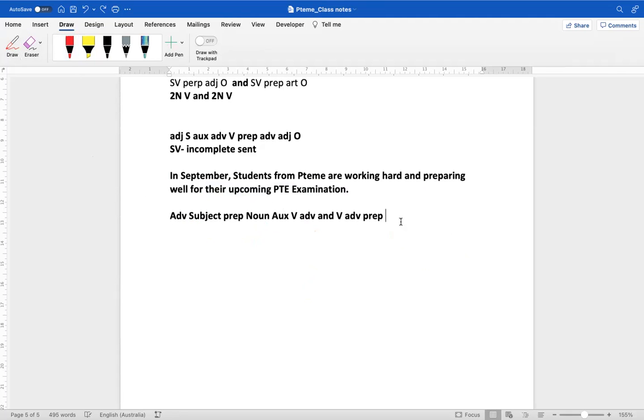Now again, what preposition and what else? Their upcoming examination. Now I have to find out what it is. So first of all, go from the back. Examination. So examination is a noun. PT examination. PT will be an adjective. And upcoming is what? Adverb. And what defines adverb? Another adverb. So there is also an adverb. Their upcoming PT examination. So this is how you have to balance your sentence. Okay, now this is my sentence.